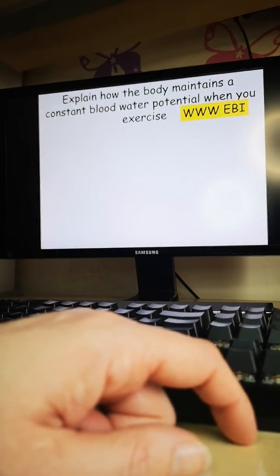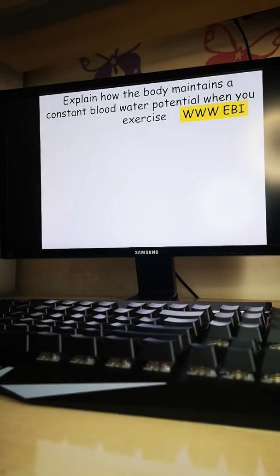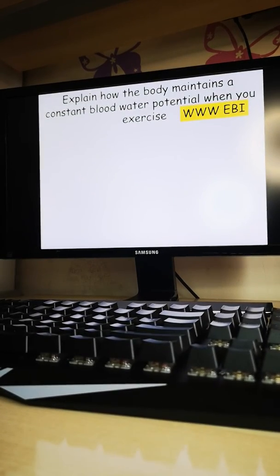Okay. So here's another example of a question. Explain how the body maintains a constant blood water potential when you exercise. So this is the other way now. You're becoming dehydrated because you're sweating, losing water across the surface of the skin. So now the water potential of your blood would be decreasing as there would be less water present.